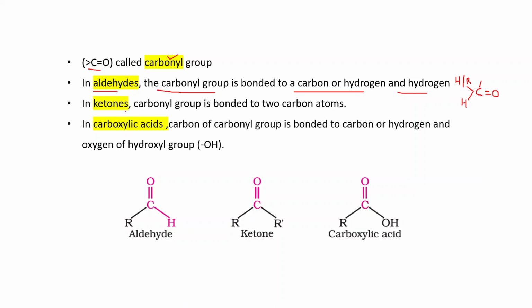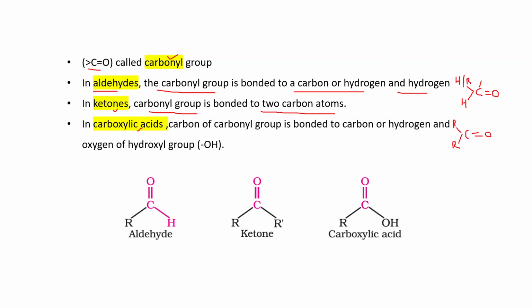Clear? In the case of ketones, the carbonyl group is bonded to two carbon atoms. In a ketone, you can see the two valencies of this carbonyl carbon are both always satisfied by alkyl groups.